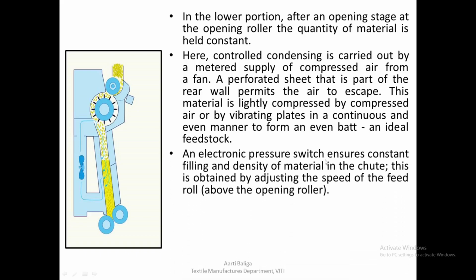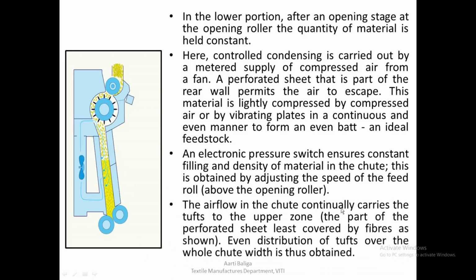An electronic pressure switch ensures constant filling and density of the material in the chute. So there is an electronic pressure sensor which will take care that the density is even in the entire chute along the width also. This is obtained by adjusting the speed of the feed roll above the opening roller. So if the sensors find a variation in density, then the adjustment is done by changing the speed of this particular feed roller. It will be increased or decreased according to the density that is measured at this stage.